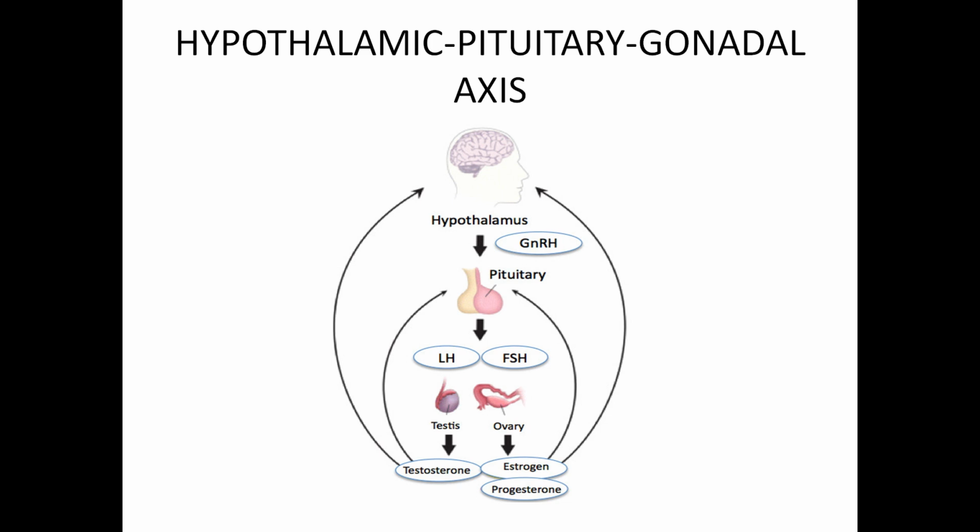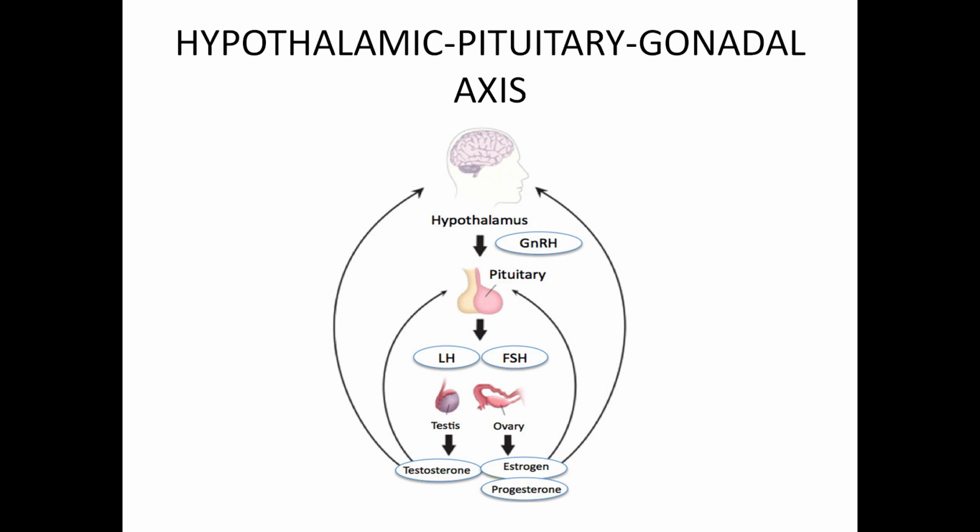The hypothalamic pituitary gonadal axis: we already know that the hypothalamus is the master of the master gland, because it controls the master gland, and the master gland is the pituitary gland. When the signal comes from the hypothalamus to the pituitary gland, then the pituitary gland gets excited or activated. When this pituitary gland is activated, it secretes some signals, some stimulating hormone, that ultimately acts on the target organ.